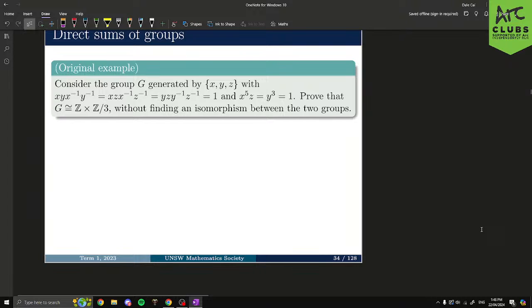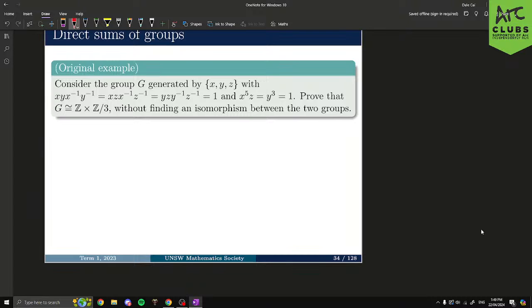Okay, for another example, consider the group G generated by these three elements with all of these conditions holding. Prove that G is isomorphic to Z times Z mod 3. And I don't want to find an isomorphism between them. I want to do this just by using some things we know about groups.